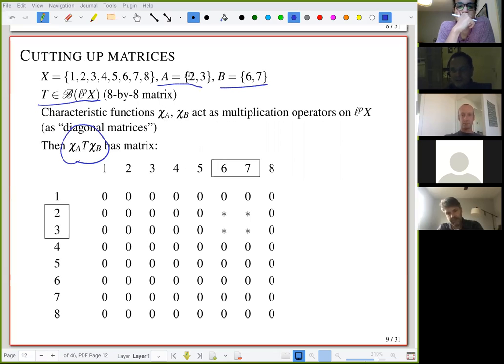Here is how it works. If I take a subset of my X, I consider the characteristic function of that set as a multiplication operator on L^p or L2. Now if I multiply by characteristic functions on the left and right, it will exactly cut out a piece of the matrix for me. If you imagine how multiplication works, if I take T, any 8 by 8 matrix, and I do χ_A T χ_B, characteristic functions from both sides, it cuts out just this piece of the matrix and zeroes out everything else. So you are going to see expressions like this a lot, and you should think of them as looking at a portion of a matrix.